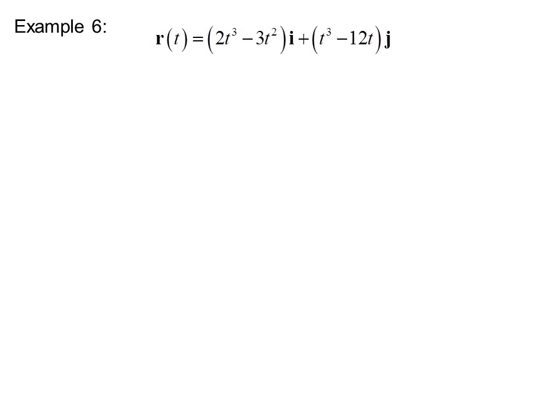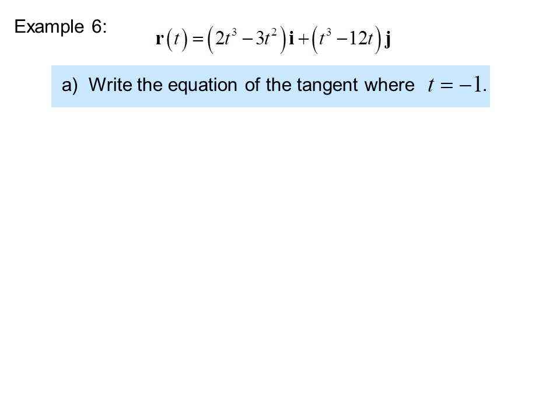Another example, r of t equals 2t cubed minus 3t squared i plus t cubed minus 12t j. A. Write the equation of the tangent where t equals negative 1. First, we'll find the velocity vector. v of t equals dr/dt equals 6t squared minus 6t i plus 3t squared minus 12 j.